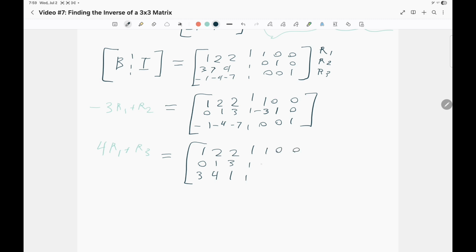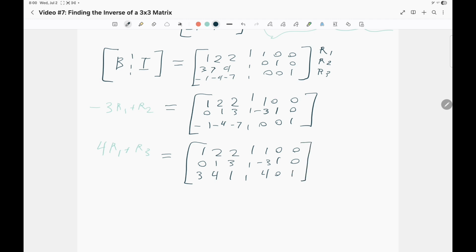1, 0, 0. -3, 1, 0. Oh, row 3 is going to be changing. So what's our row 3 going to be now? 4 times 1 plus 0. 0. 4 times 1 plus 0. 4.